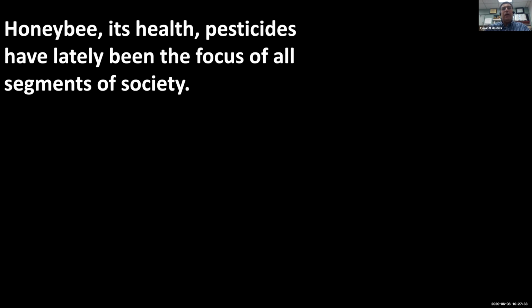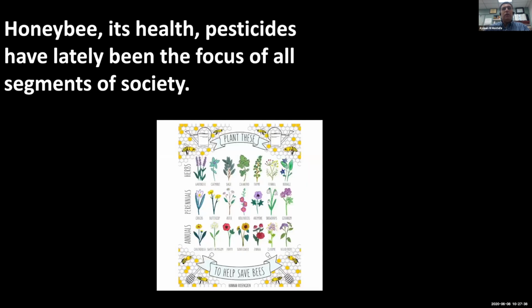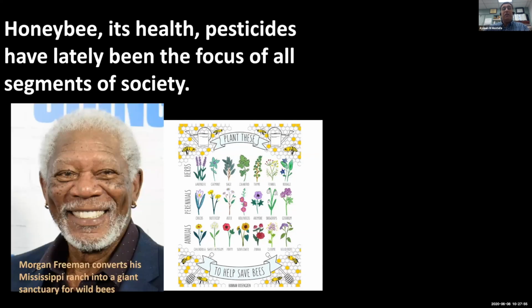Plus, the roles and the value that they have added a lot. So as concerned citizens, many people start to plant some flowers so they can provide food for honeybees, and you can provide sanctuary for them. And you can find flyers in many places about some of these flowers. Even some celebrities join, like Morgan Freeman. He converted his ranch in Mississippi to be a giant sanctuary for wild bees.